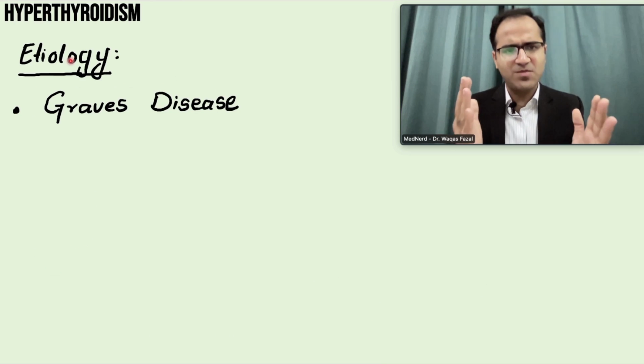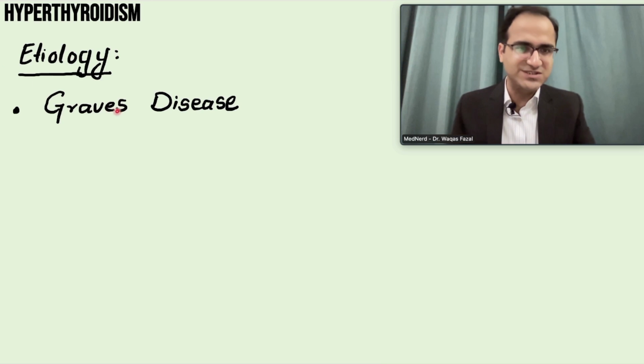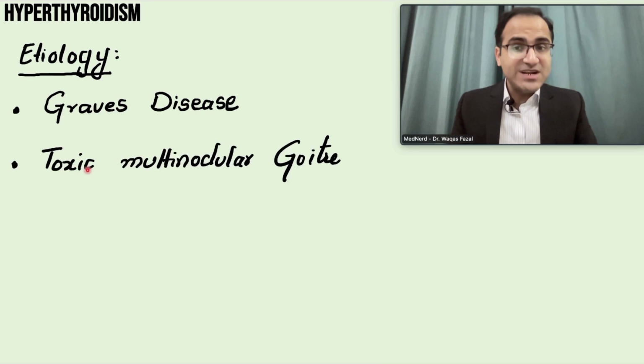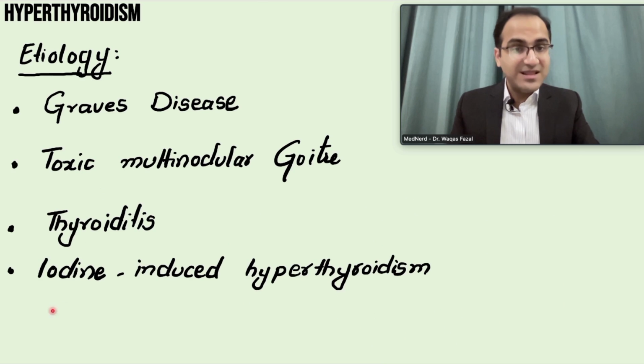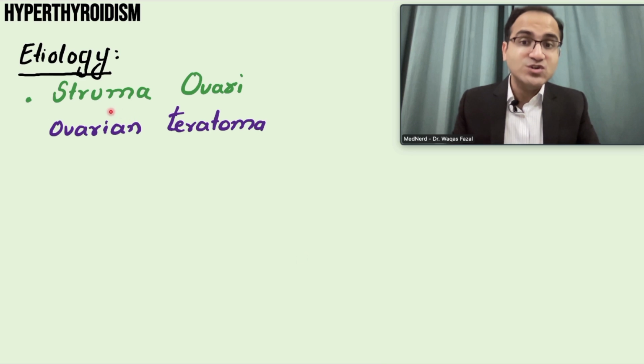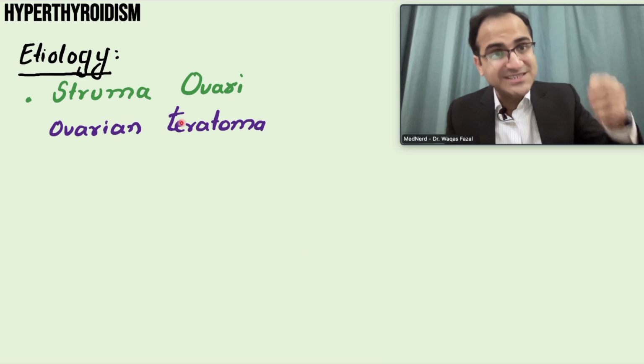Remember, the most common and the most important cause in 80% of the cases is Graves' disease. Second cause is toxic multinodular goiter. Third cause is thyroiditis. We'll discuss each of these causes in detail now. Other than that, iodine-induced hyperthyroidism is also a cause of hyperthyroidism. Other than that, struma ovarii is a very important cause, and that is highly tested in exams.